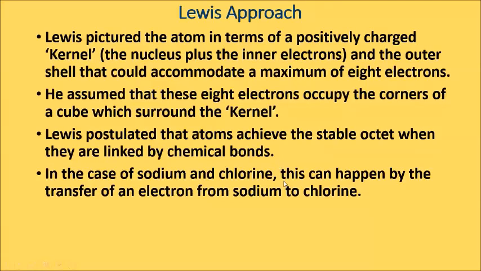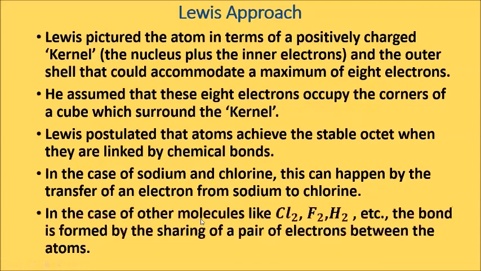In the case of sodium and chlorine, when these two combine they form NaCl. This happens by the transfer of an electron from sodium to chlorine: sodium loses one electron, which chlorine accepts. But in other molecules like Cl2, F2 and H2, the bond is formed by sharing a pair of electrons between the atoms. So both cases happen.